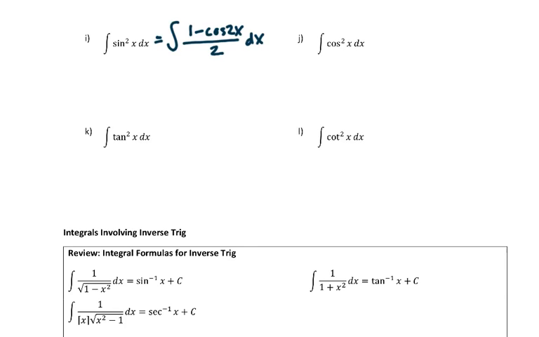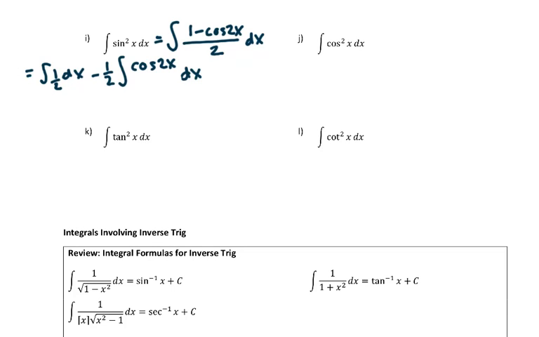I'm actually going to break this one apart. I'm going to use our algebraic technique of splitting the numerator. So I'm going to get the integral of 1/2 dx minus the integral of cosine 2x over 2 dx. Okay, and really, let me shortcut that even more. I'm going to take this out front, so I don't even have to deal with that fraction either.